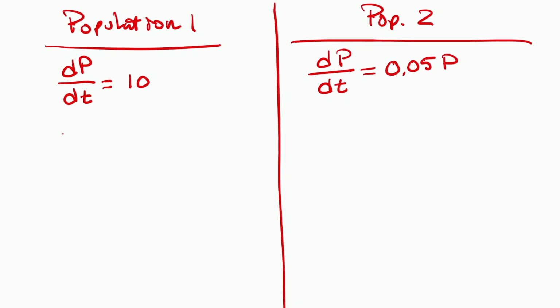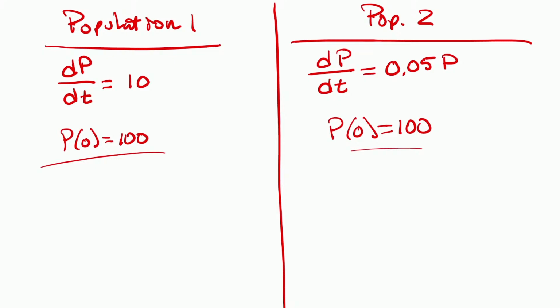Oh, and by the way, here you have P sub 0 is equal to 100, and here the same thing, P of 0 is equal to 100. So this is the sort of thing we're going to be given. And what we just did is actually a solution technique called Euler's method for solving differential equations. So we just solved both of those differential equations using Euler's method. But we need to formalize this so that you can see exactly what it means.